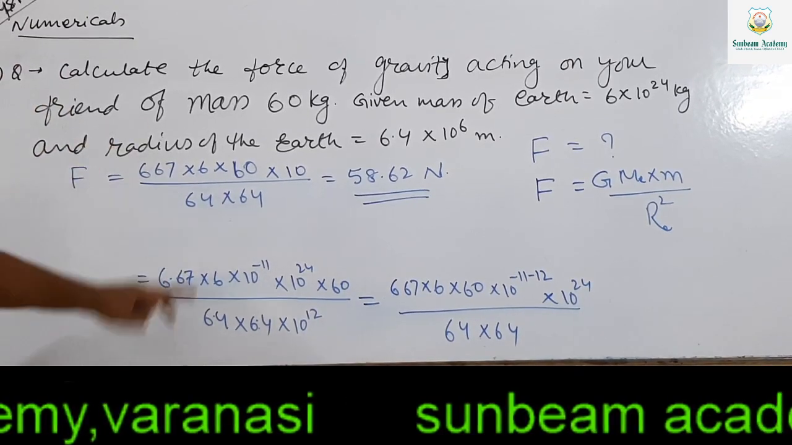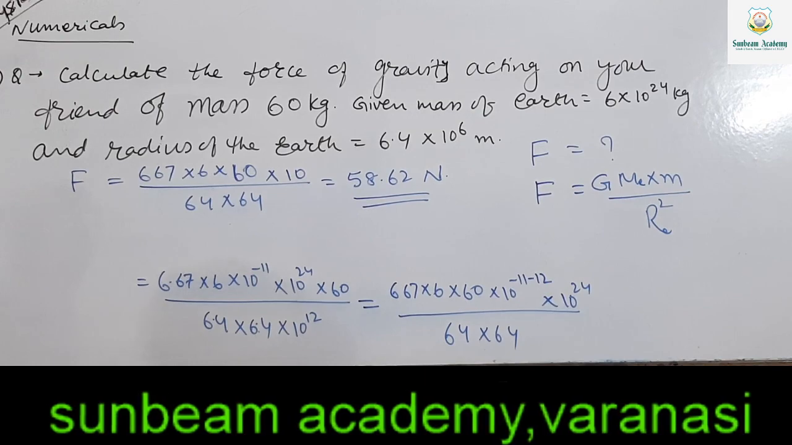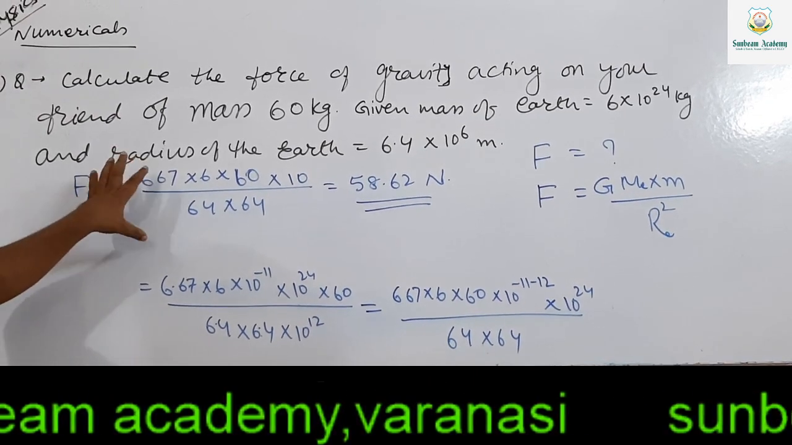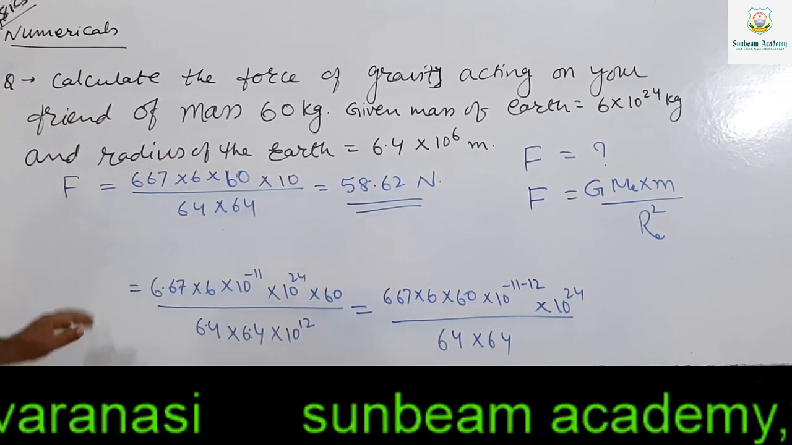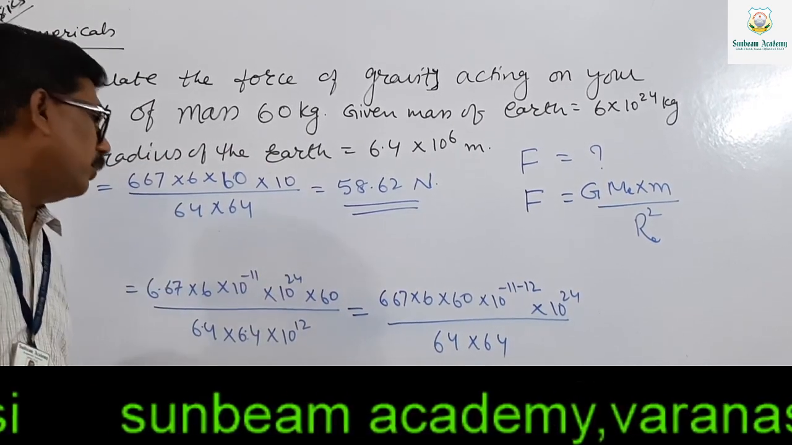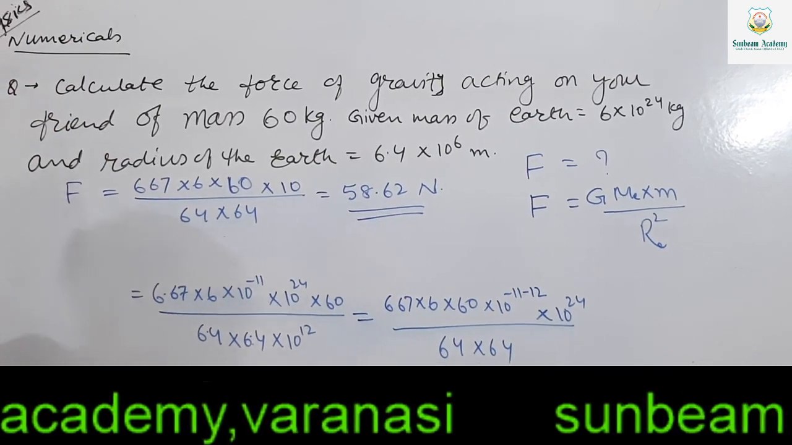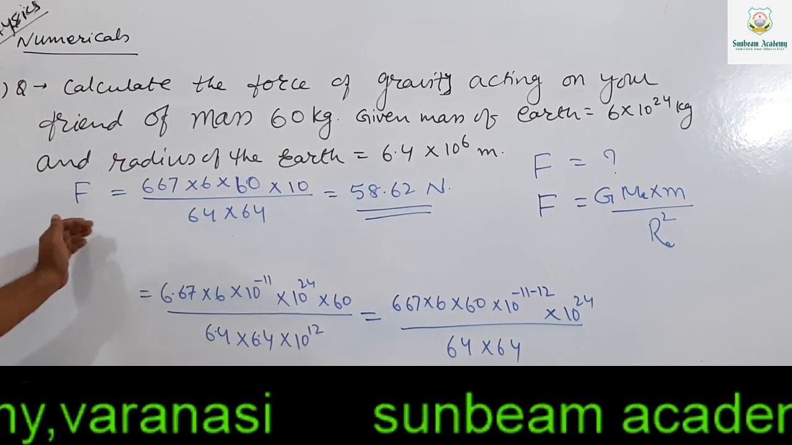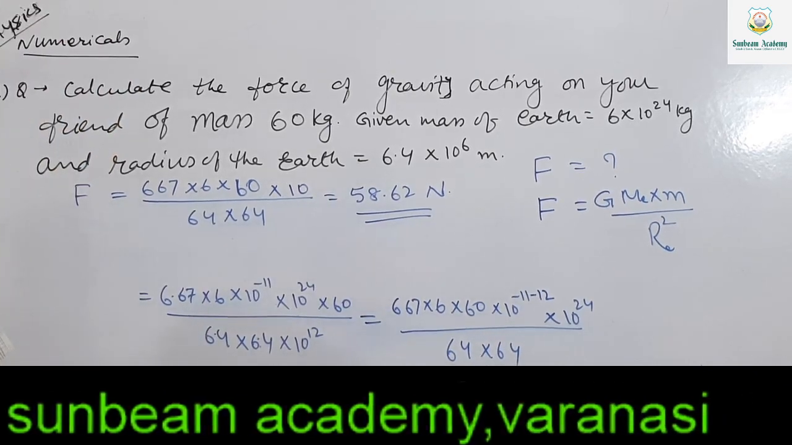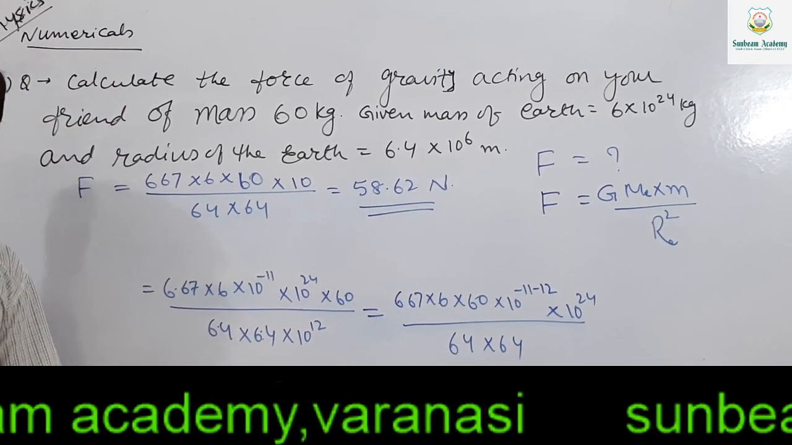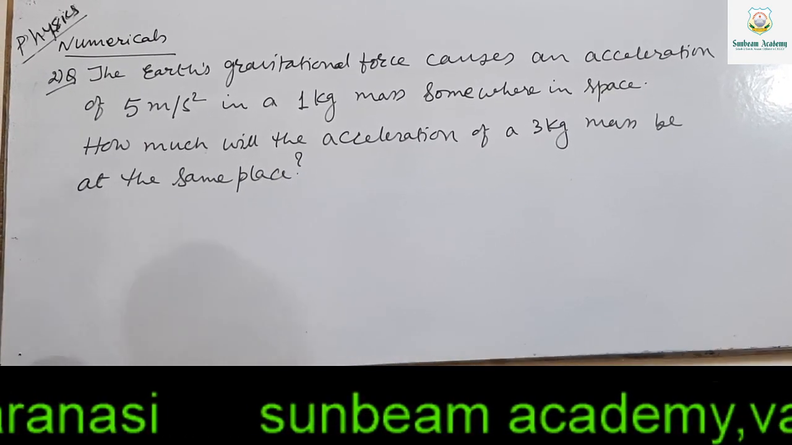So you have to do it very precisely and check the calculation, because if you make any mistake in the multiplication, obviously marks will be deducted. So the force of gravity is 58.62 Newton. Now let us see the second numerical.